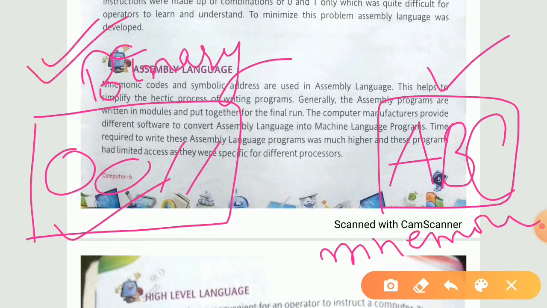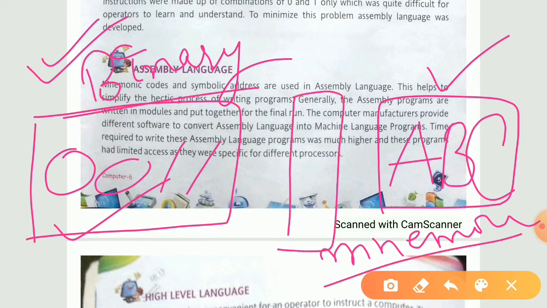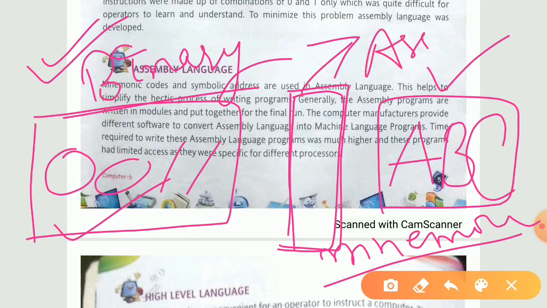So someone should be present in the middle to convert these mnemonic codes into binary code. Now we need one person in between, not exactly a person but a software, because we are talking about software. This middle one is known as your assembler. We need an assembler in assembly language. What is the working of this assembler? It converts your mnemonic codes into binary code and your binary code into mnemonic code.